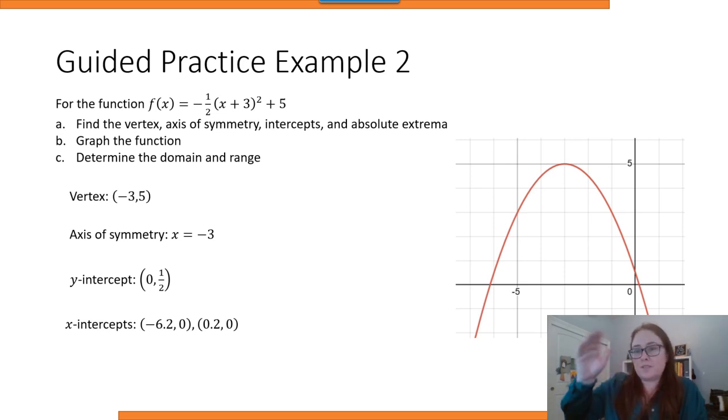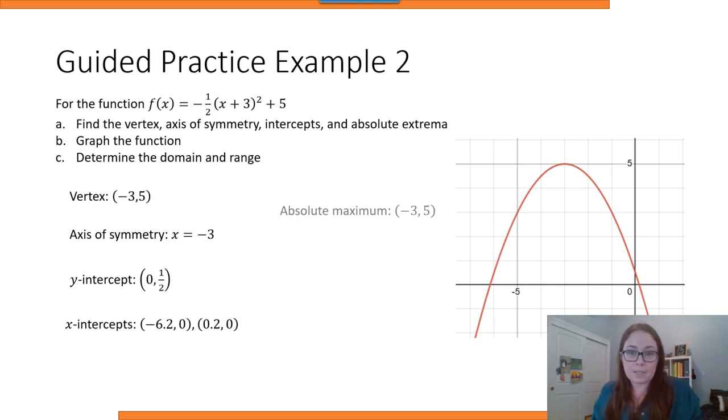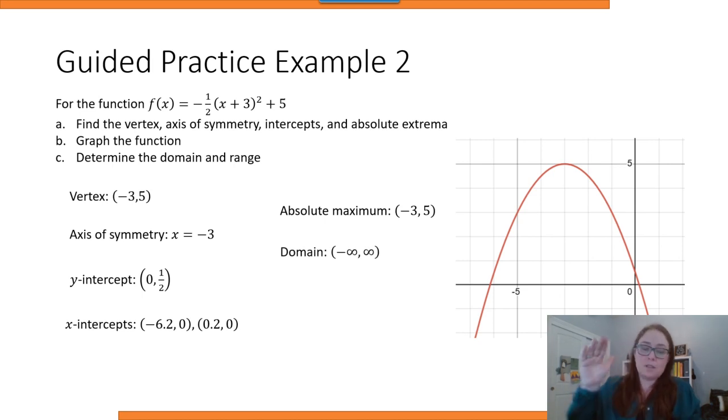So looking at the graph, it's opening down. The vertex is going to be an absolute maximum value at negative 3, 5. The domain, again, is everything here. There's nothing I can't plug into this thing. So I get negative infinity to infinity for the domain. For the range, well, this thing is going down toward negative infinity, and it tops out at 5 along the y-axis. That's the highest point. So my range is going to be negative infinity to 5.